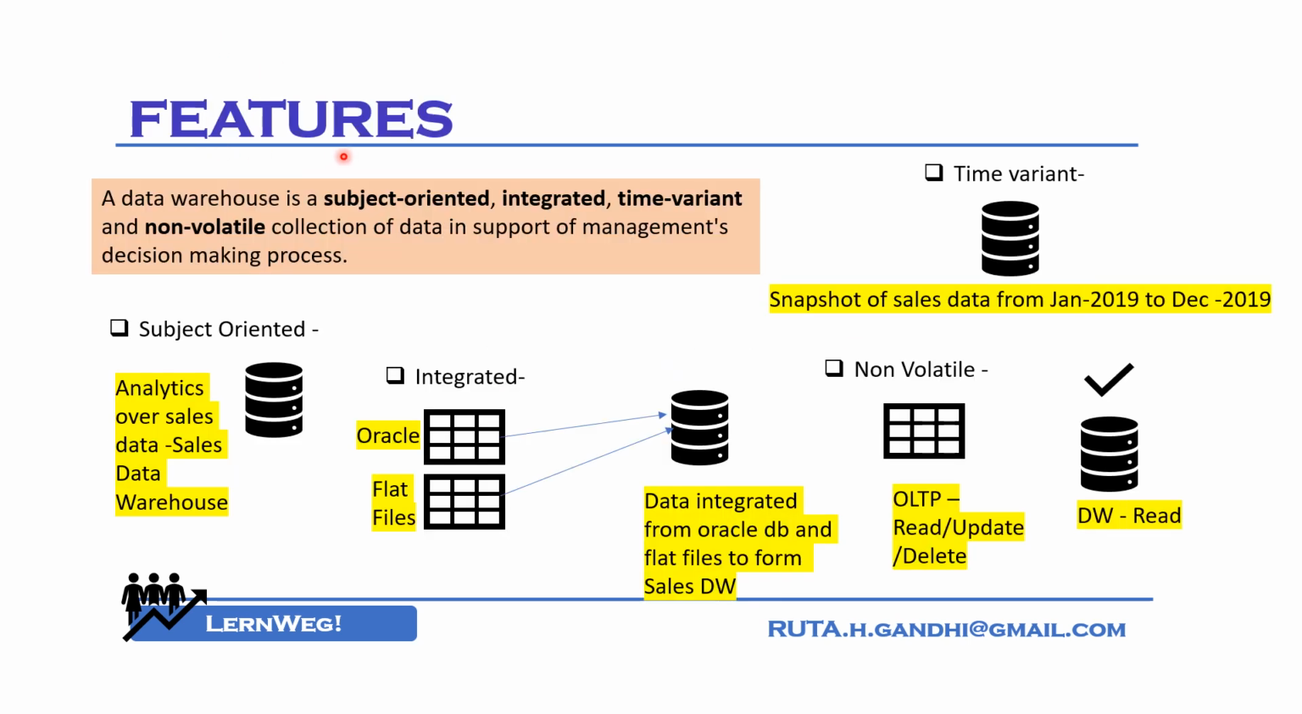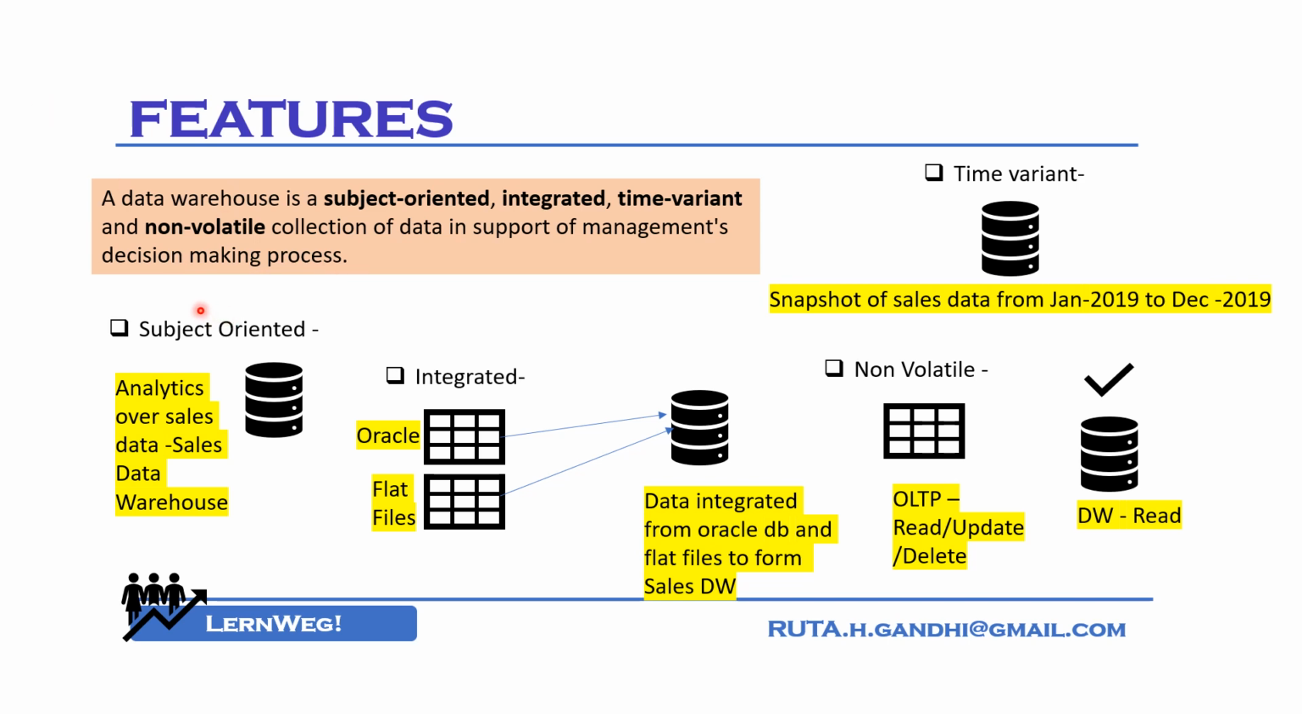So let us move on to the features of data warehouse. Let us first go by the definition. A data warehouse is a subject-oriented, integrated, time-variant, and non-volatile collection of data in support of management's decision-making process.